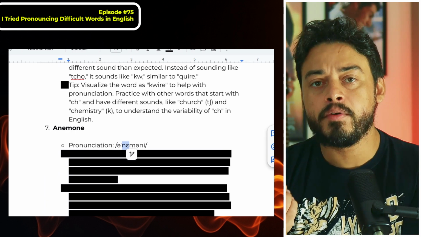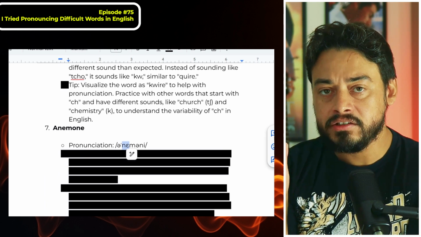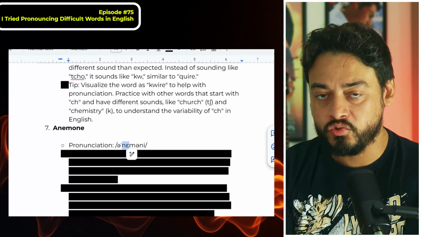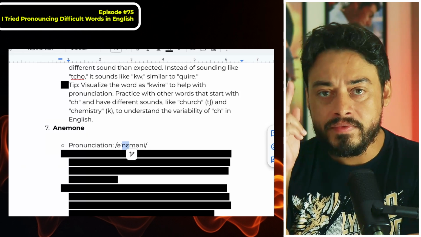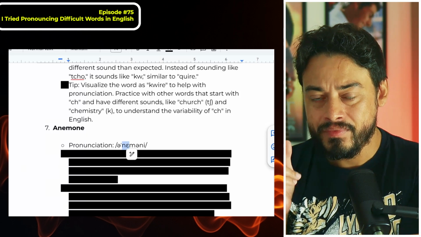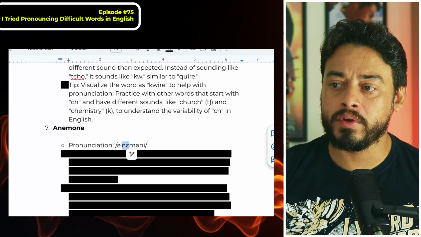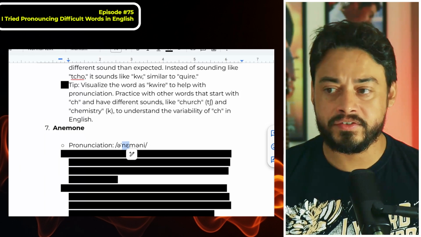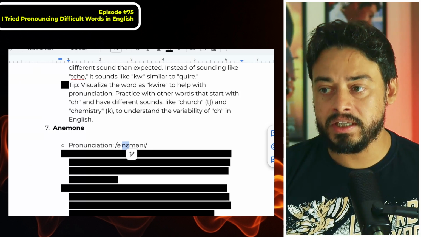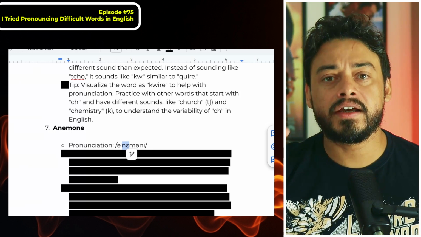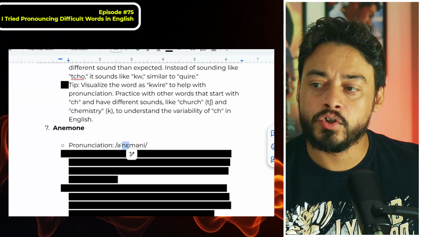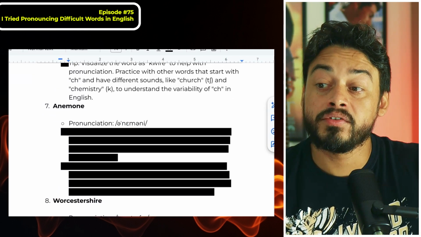This shows me that the stressed syllable is the ne syllable. So when you look up a word in a dictionary, take a look at the phonetic transcription. Whenever this apostrophe is there, the syllable after it is the stressed syllable of the word. So here I have to stress the ne syllable. Anemone. Got it? So here's another tip for you to know where to place the stress by using a dictionary.